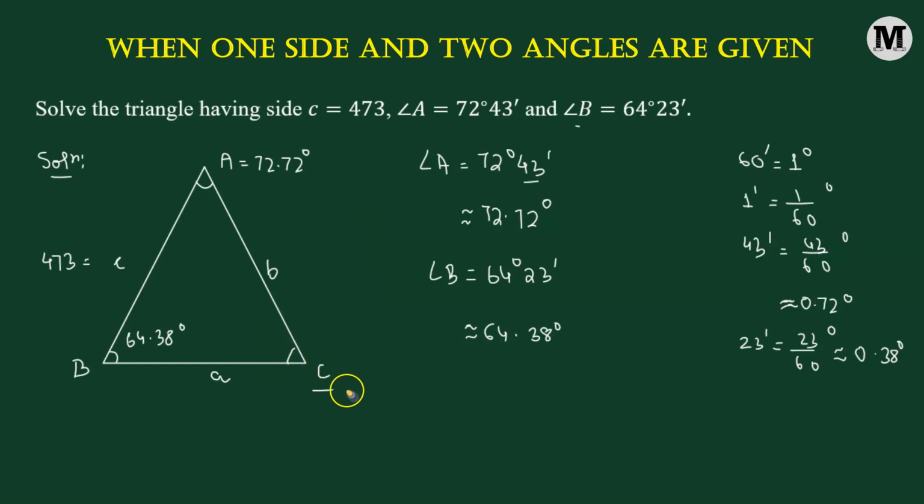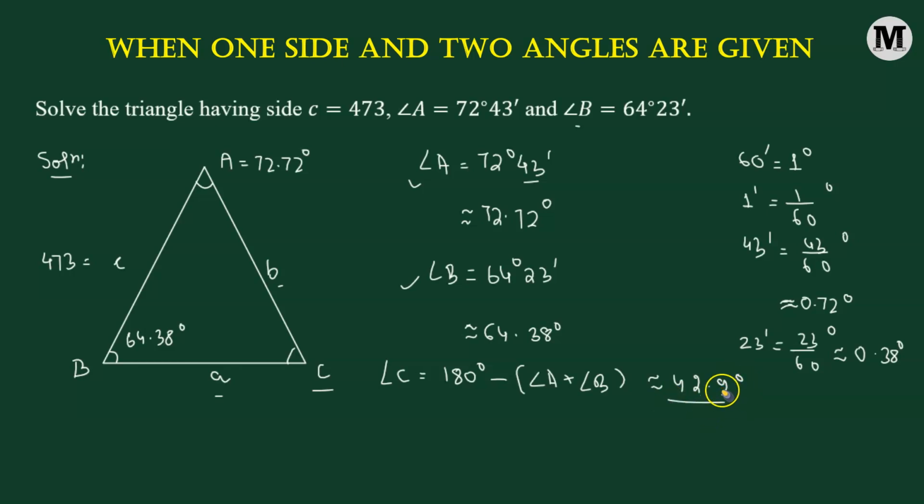That means we need to find the angle measure of C, and we need to find b as well as a. We begin by first computing the angle measure of C. That is a very simple task. Angle C is simply going to be 180 degrees minus the sum of angle A plus angle B. When we substitute the values of A and B, that gives us the angle measure of C, which comes out to be approximately 42.9 degrees.